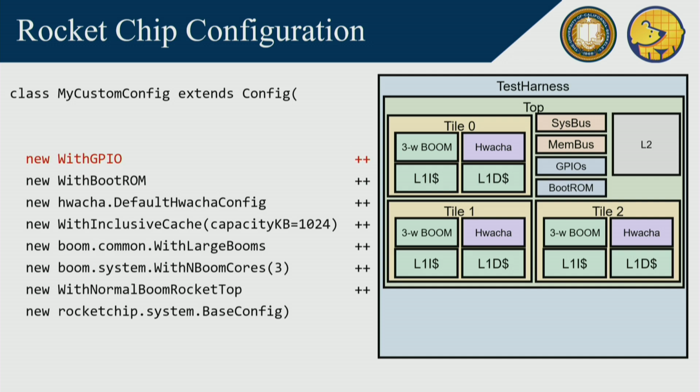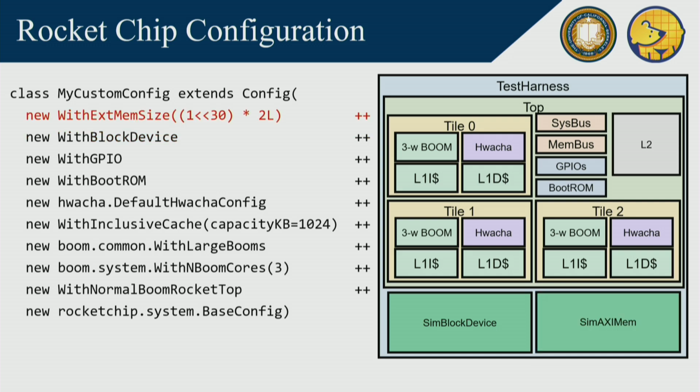But we still want to be able to simulate our SoC in software. So we should finish up the harness as well. So let's add in a simulated block device for disk images. So this sits in the test harness outside the top. And also a simulated external DRAM, 2 gigabytes in capacity, to model the imaginary system I'm building.